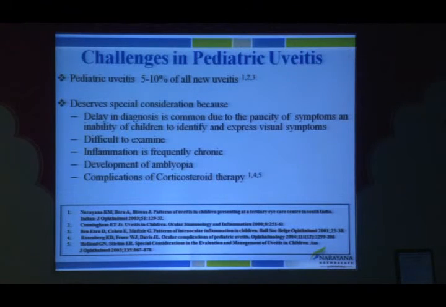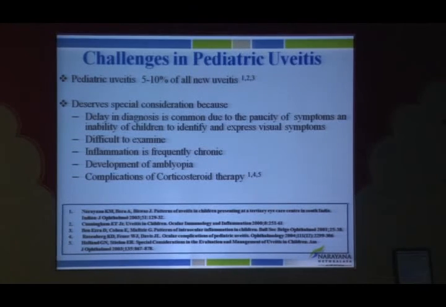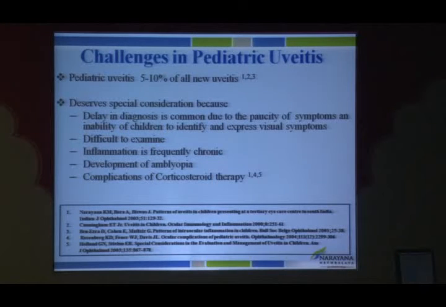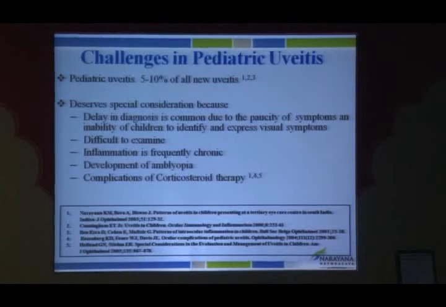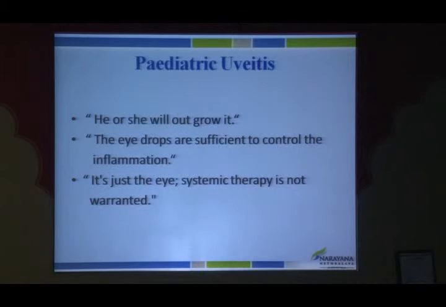Pediatric uveitis deserves special consideration because there is delay in diagnosis due to the paucity of symptoms and the inability of children to identify and express the visual symptoms. Most often we find it difficult to examine them, and the inflammation is frequently chronic, and they develop complications secondary to the treatment, such as corticosteroid therapy, or they develop amblyopia.